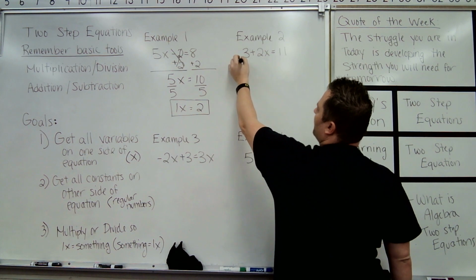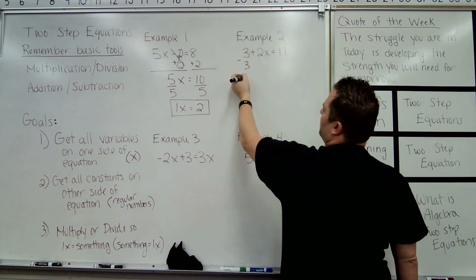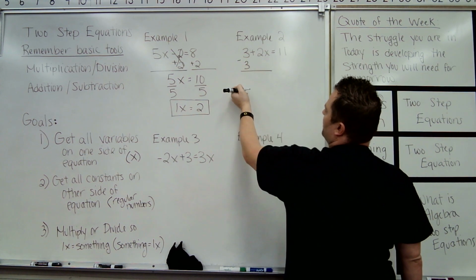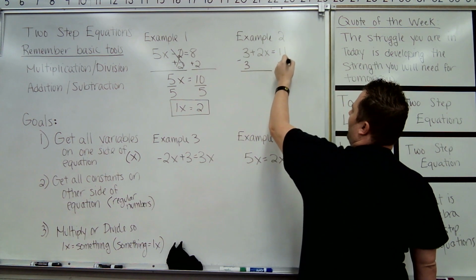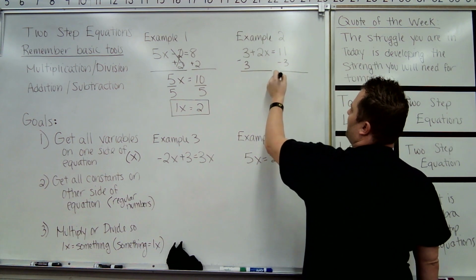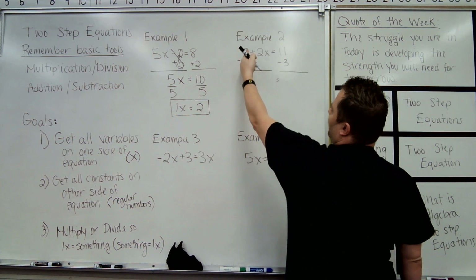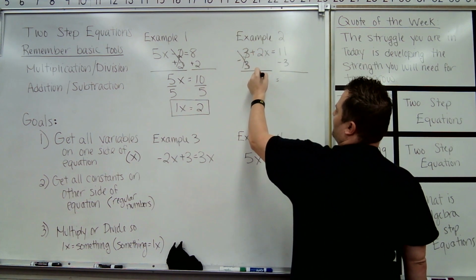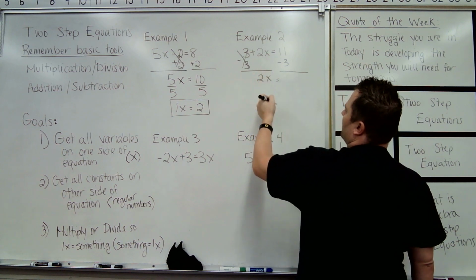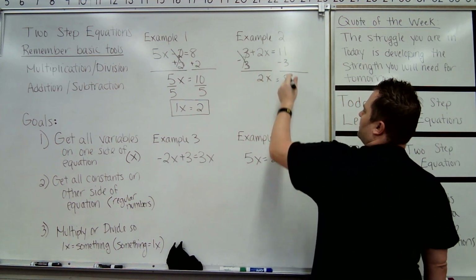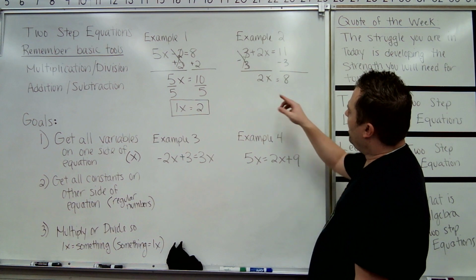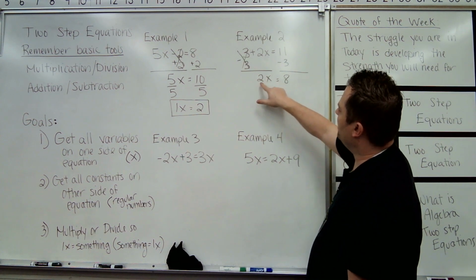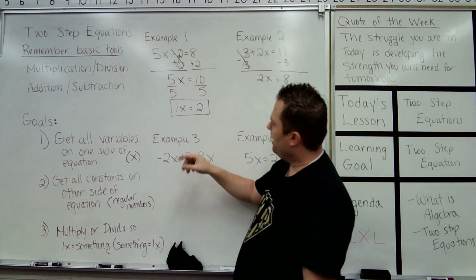This is positive. I'm going to subtract 3 from this side of the equation. Whatever I do to one side, I have to do to the other to maintain that both sides are equal. If I take away 3, these cancel, and I'm left with just positive 2x. 11 minus 3 is 8. I have 2 times some unknown number is equal to 8.